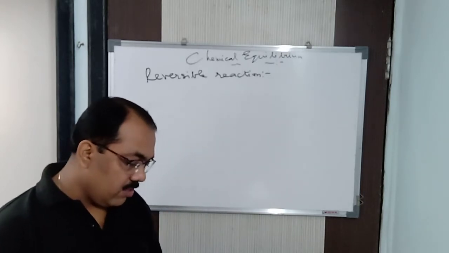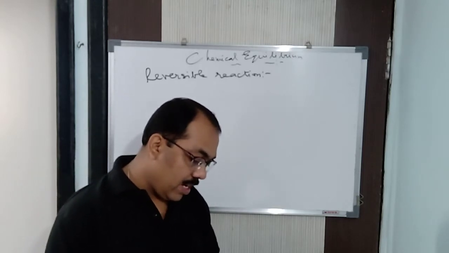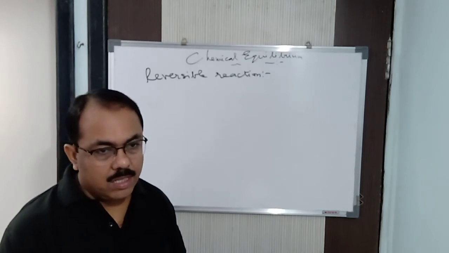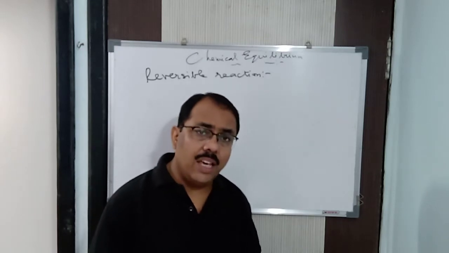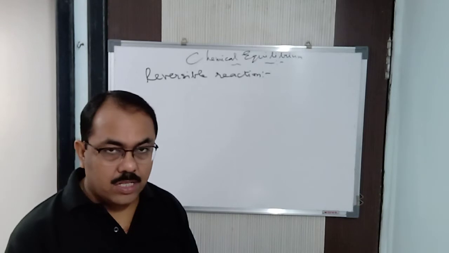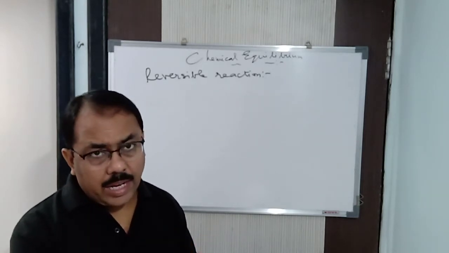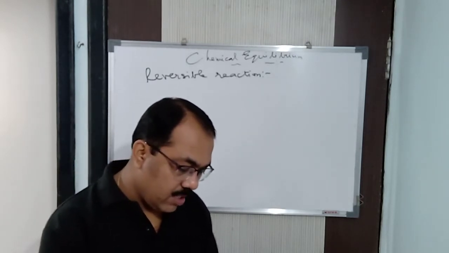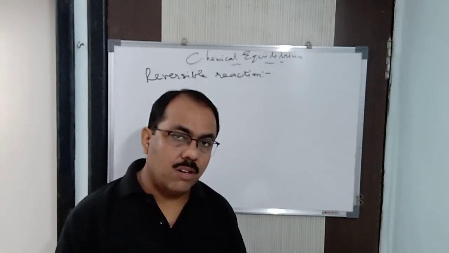So in other words, a reaction which takes place not only in the forward direction but also in the backward direction under the same conditions or on reversing the conditions is called a reversible reaction. And a reaction that takes place only in the forward direction, where the products do not react to form back the reactants under the same conditions, is called an irreversible reaction.